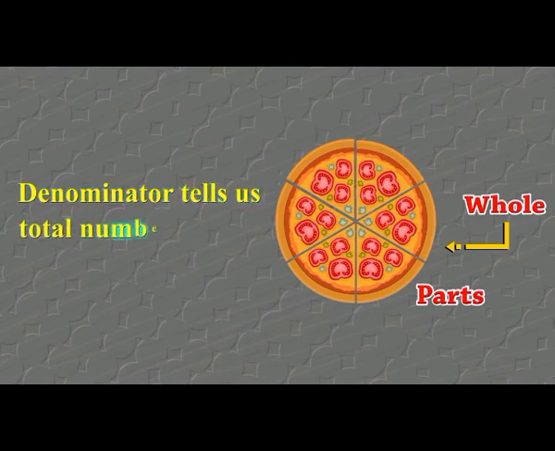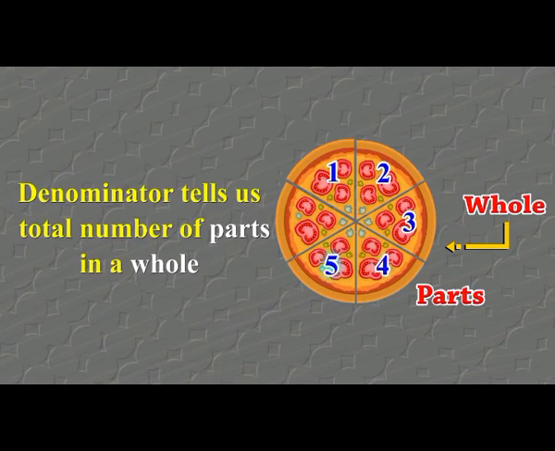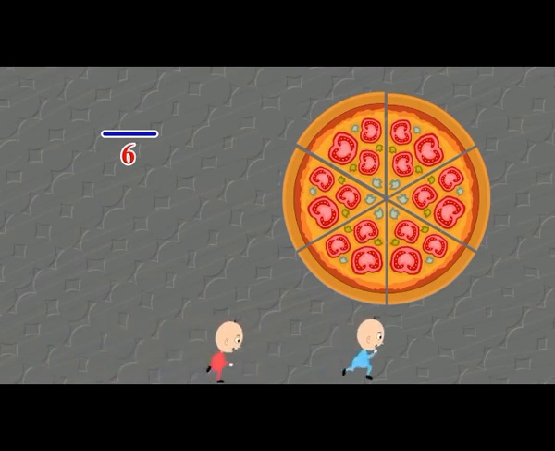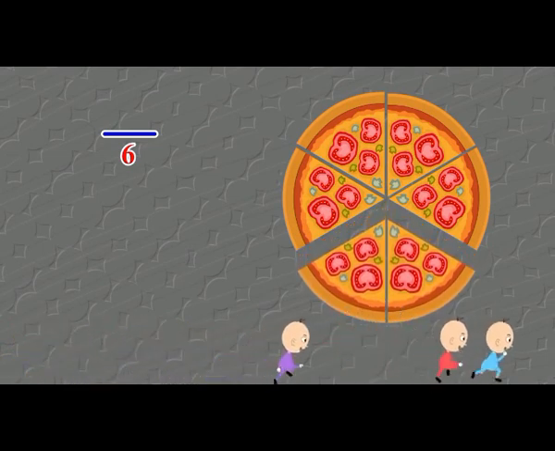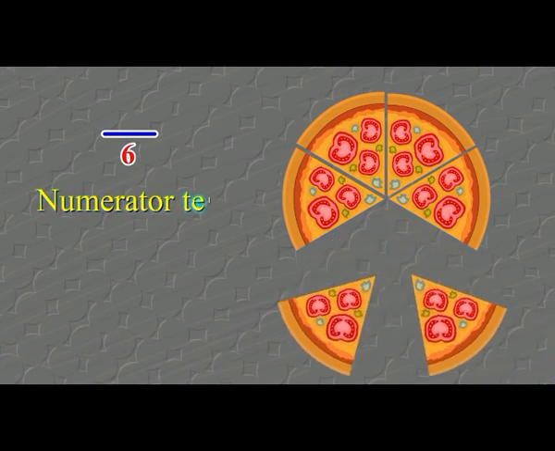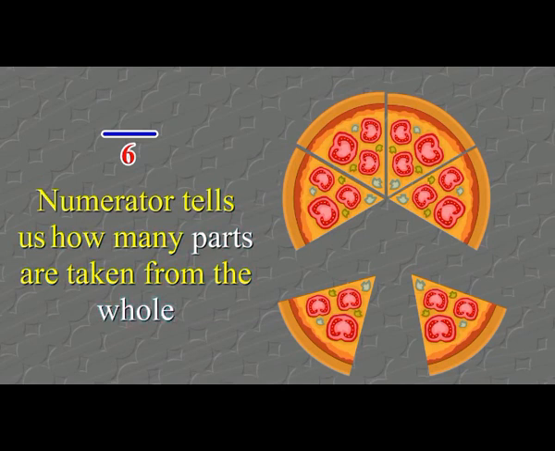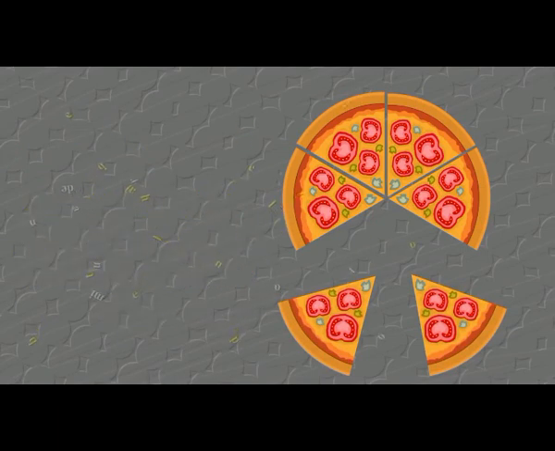A very important thing is that the denominator tells us the total number of parts in a whole. So the denominator should always be the total number. Here we have 6 parts in total, so the denominator is 6. So the denominator tells how many parts there are in total. Among 6, now 2 parts are taken. Now, the numerator tells how many parts are taken from a whole thing. Here, 2 parts are taken, so the numerator is 2. So, numerator tells selected parts, denominator tells total parts.